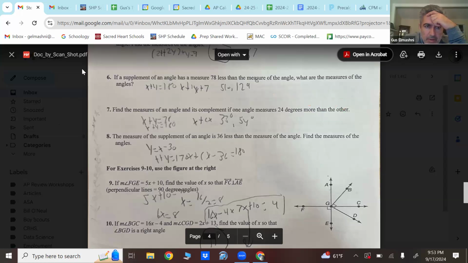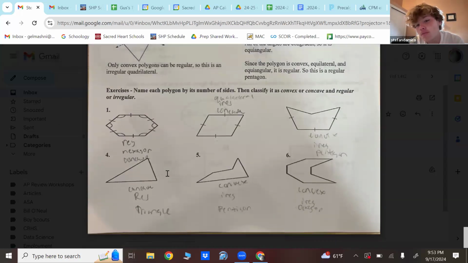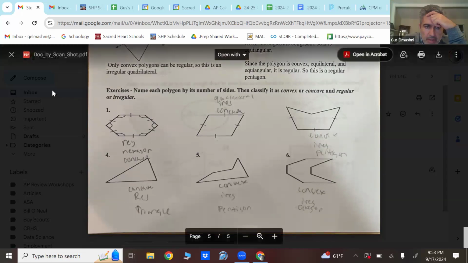Trying to think what else we got here. So you already turned this in, you said? Yeah. Gotcha. That's all we got. I'm just looking at these really quickly. Convex, concave. That one's convex, by the way, the second one here. Yeah.